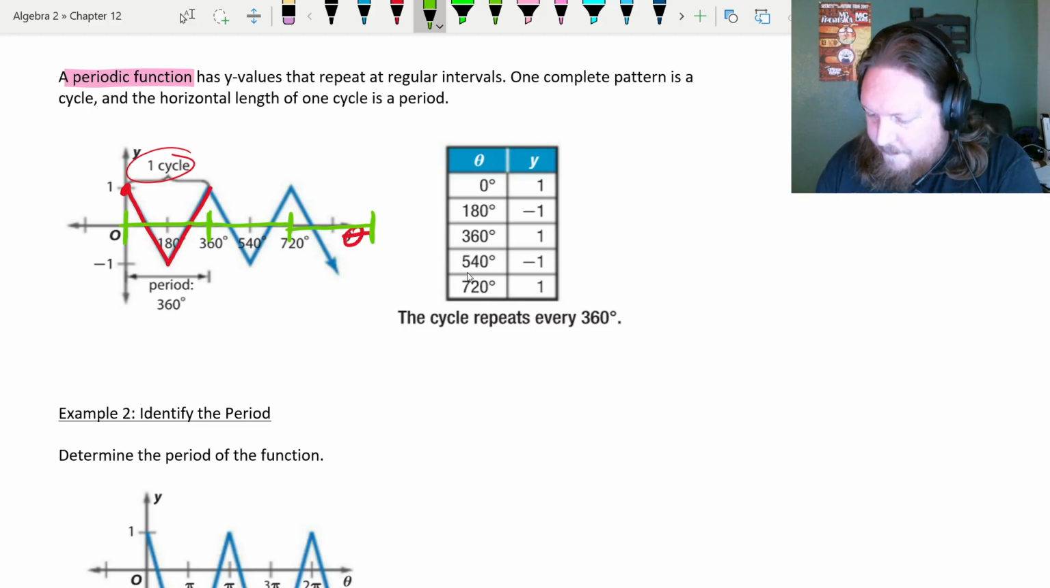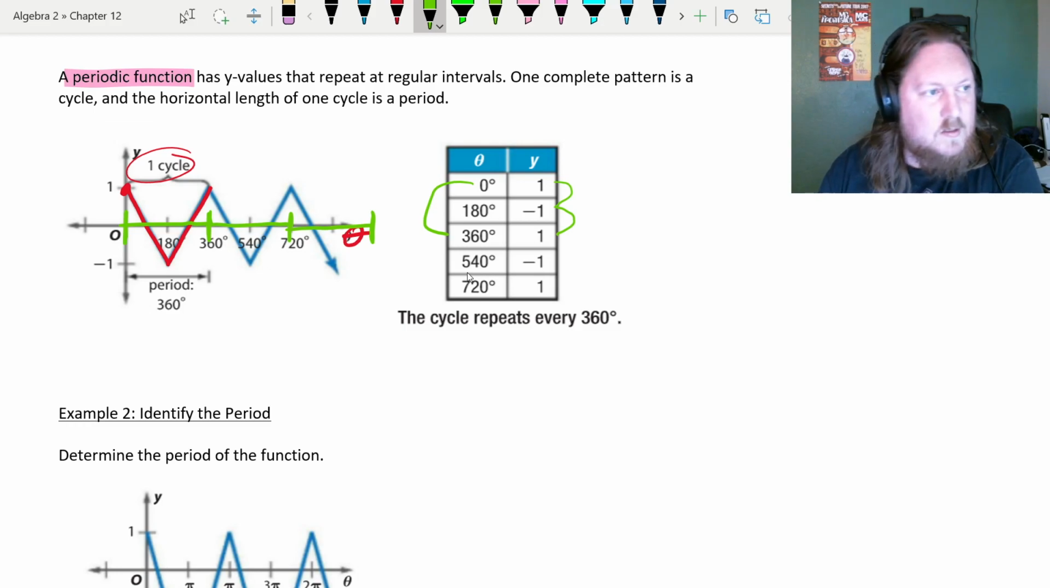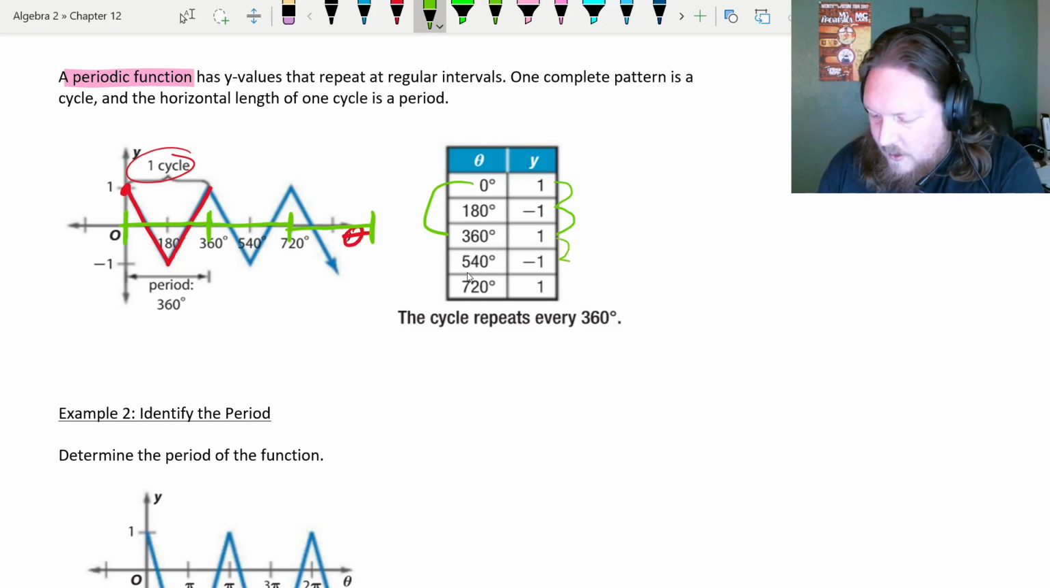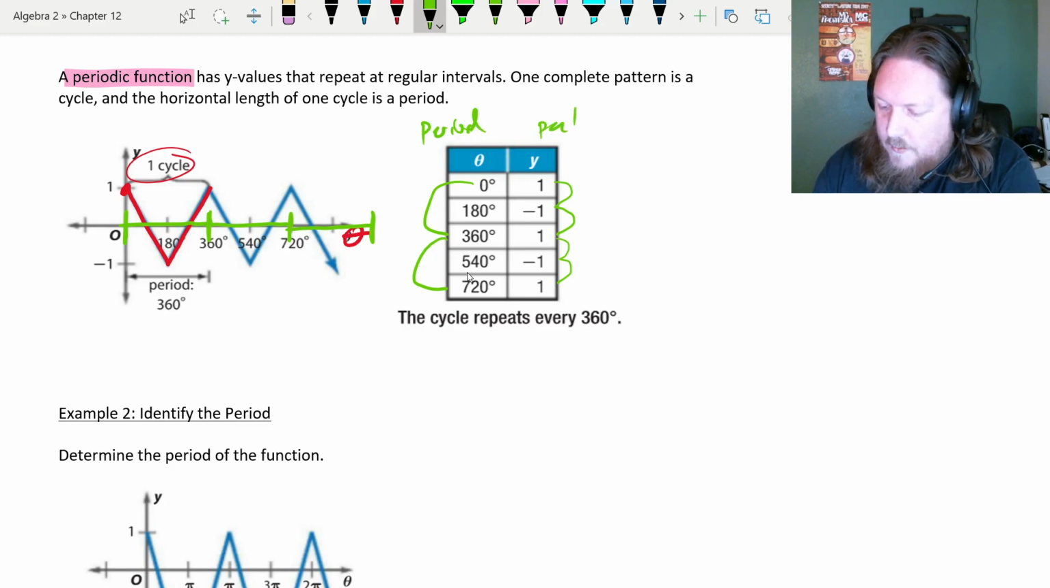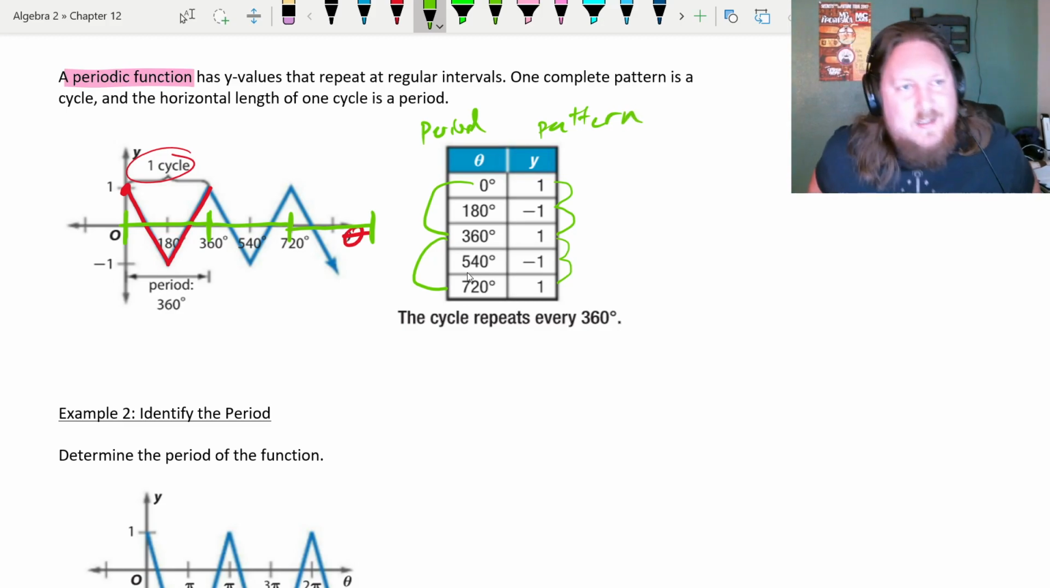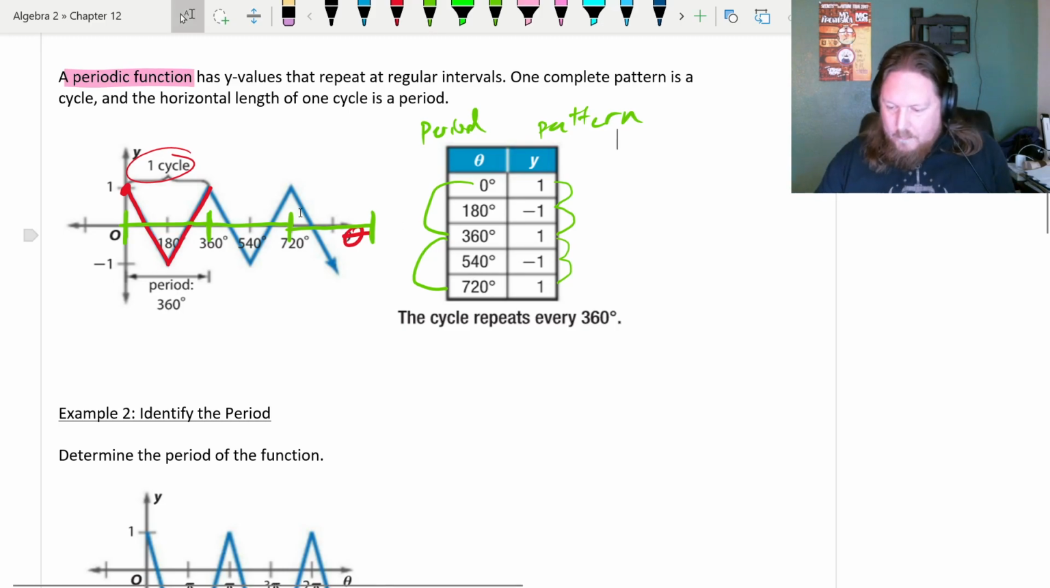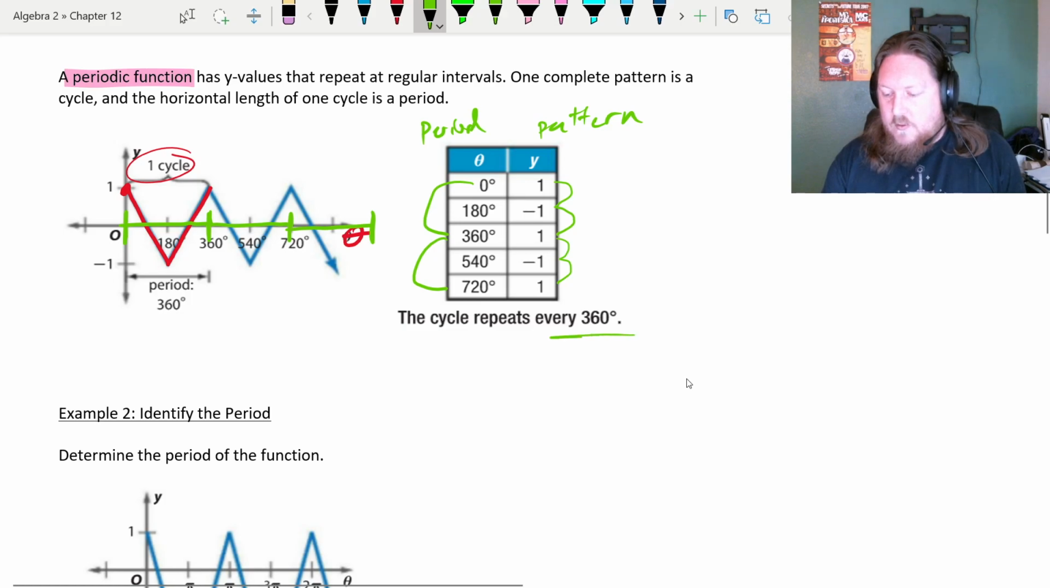Looking at the table here, you can see we go from 1 to -1 to back to +1 again, and that happens between 0 and 360 degrees. And we go from 1 to -1 to 1 again from 360 to 720 degrees. So on the outputs, you're looking for the pattern that shows you it's repeating. And when we describe the period, it's always described by the input.